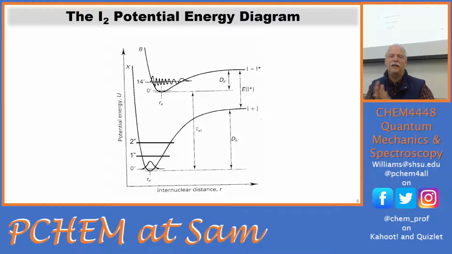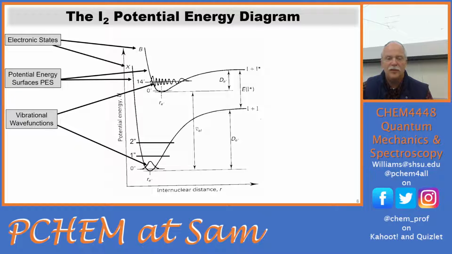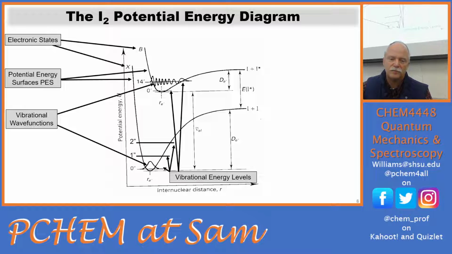Here's the iodine potential energy diagram. It looks very similar to the oxygen one that we had last time. These are all of the different values that we're going to see here. We've got the electronic states; we're going from the X state to the B state. Those are the identities of the electronic states. We have those potential energy surface curves, we have the vibrational wave functions, and we have the vibrational energy levels.